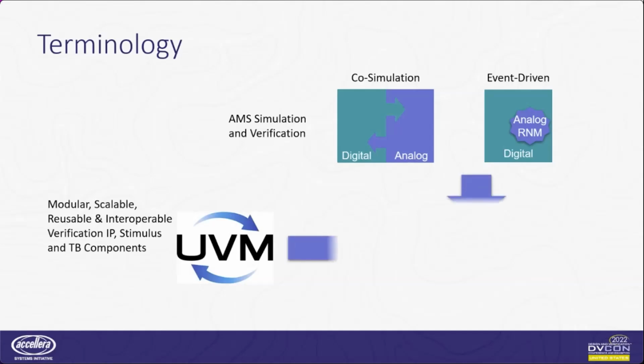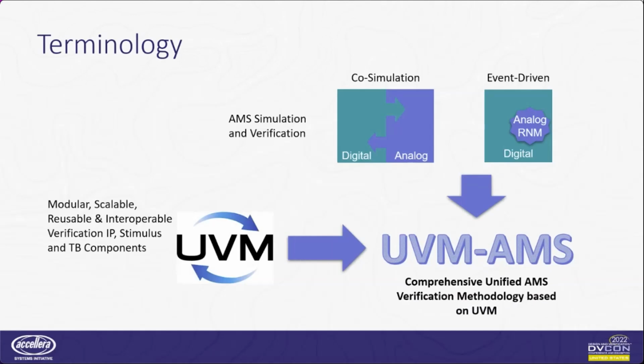So when we combine these ideas of co-simulation, both analog and digital mixed signal simulation, with UVM, we get UVM AMS, which is a comprehensive, unified analog mixed signal verification methodology that will improve both AMS and DMS verification of integrated circuits by bringing these concepts of modularity, scalability, and reusability to allow us to create the same similar kinds of verification IP, stimulus, and test bench components to an environment required to verify an AMS design.